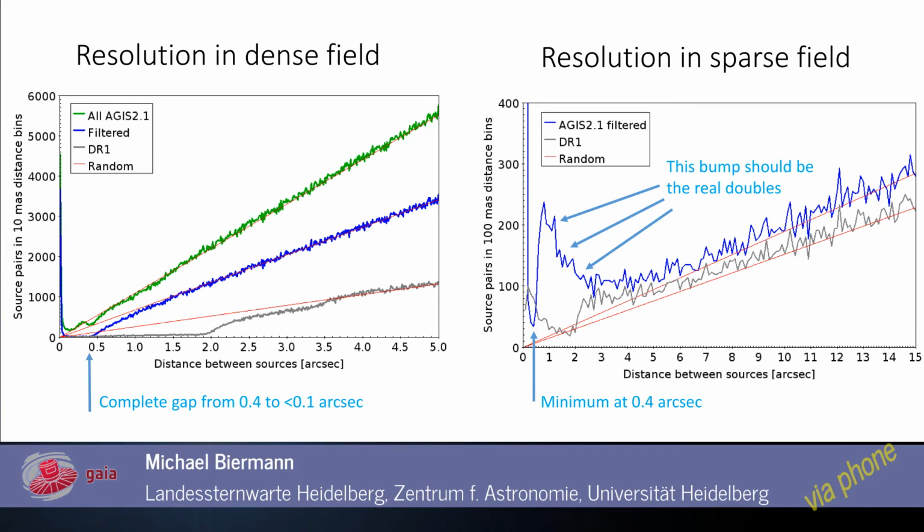So sources that are that close can still be disentangled by the processing on ground of the Gaia data release 2. So you will have much closer sources still separated in the second Gaia data release. And this is even better in sparse fields because, well, the resolution there still is 0.4 arc-seconds. But contrary to dense fields, you definitely do see real doubles pretty close to this 0.4 arc-second resolution, which kind of vanish in dense fields because of many issues, because of resource allocation issues on board.